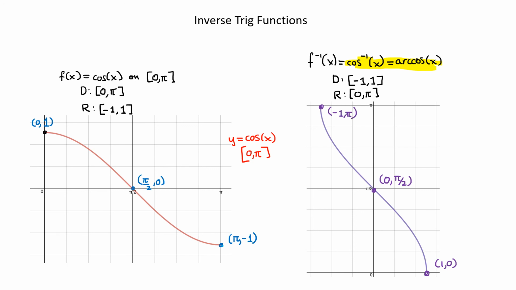Another way of thinking about how these are related is by looking at the reflection across the line y equals x, which is somewhere in here. So we can think about plotting y equals x and reflecting across it. This point (0, 1) heads over to (1, 0). This long tail ends up on the other side. Great.